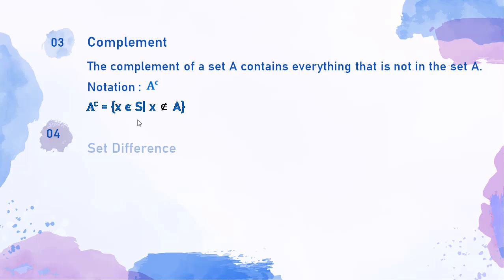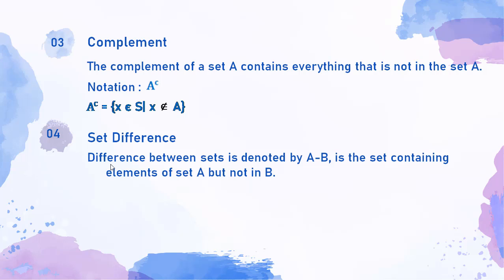Next, set difference. The difference between sets is denoted by A minus B. It is the set containing elements of set A but not in B. A minus B is the set containing X, an element of S, such that X is an element of A and X is not an element of B.